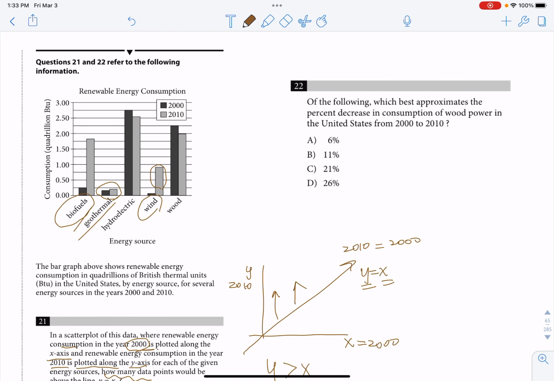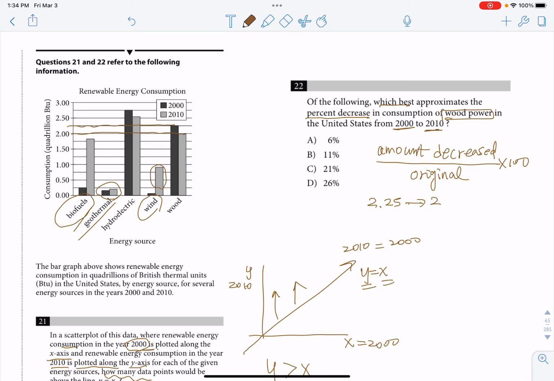Next, which of the following best approximates the percent decrease? You should know the formula for percent decrease: find the amount of decrease out of the total original, times 100. That's how you find the percent decrease in consumption of wood power in the United States from 2000 to 2010. 2000 has 2.25 quadrillion consumption, and 2010 has 2.